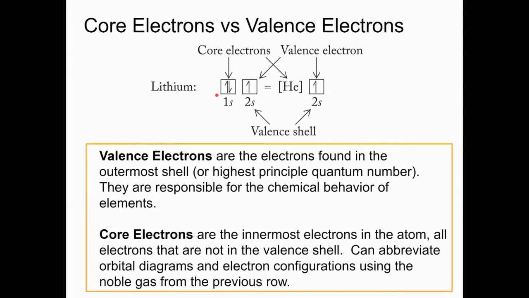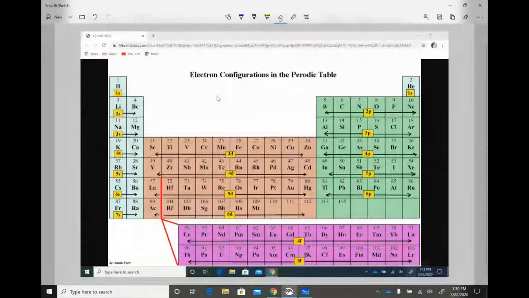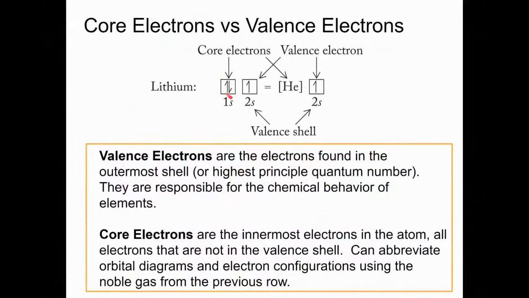So if we look at lithium, lithium is this next one over here. We first fill the 1s with 2 electrons, and then we go to the 2s and put 1 electron there. We can also use this shorthand, where we take the noble gas from the row before, place that there, and then write the 2s with this valence electron. So in lithium, we have 1 valence electron and 2 core electrons.